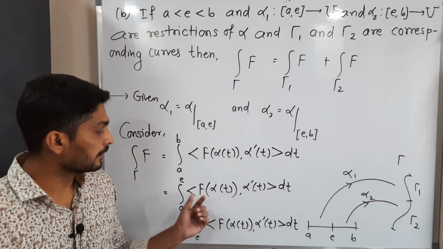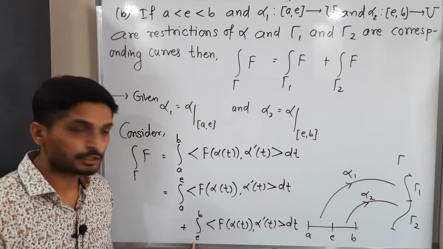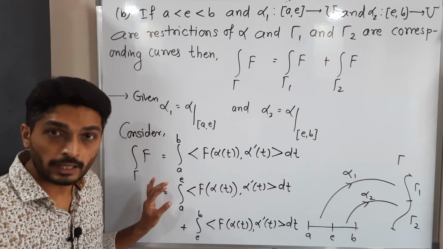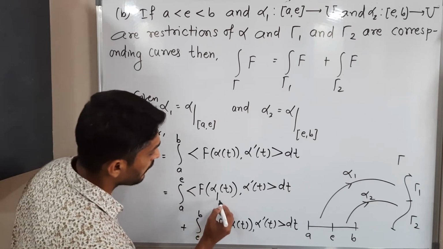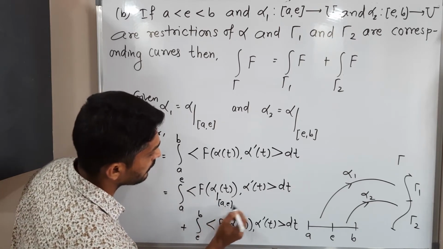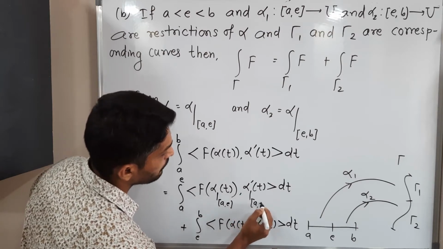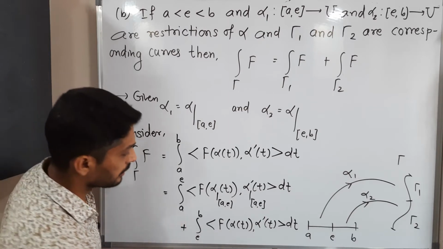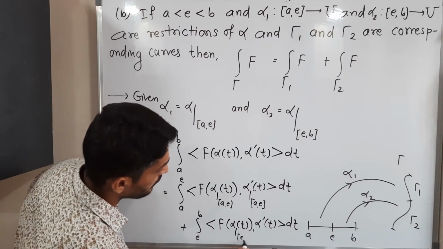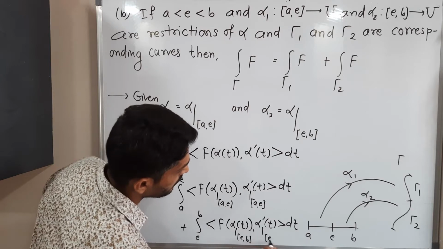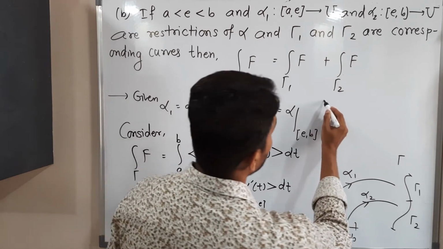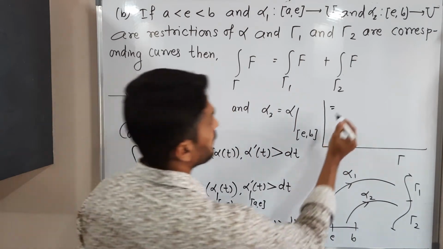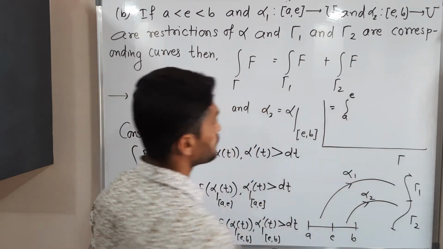So see, integration A to E plus integration E to B, but here we restrict alpha on the interval AE only, so alpha is restricted on AE in both places. For the second integral we restrict alpha only on EB, so here alpha is restricted on EB and here alpha is also restricted on EB. Okay, so we have some space here, let us use it. So this is equal to integration A to E. I hope it is visible to you.